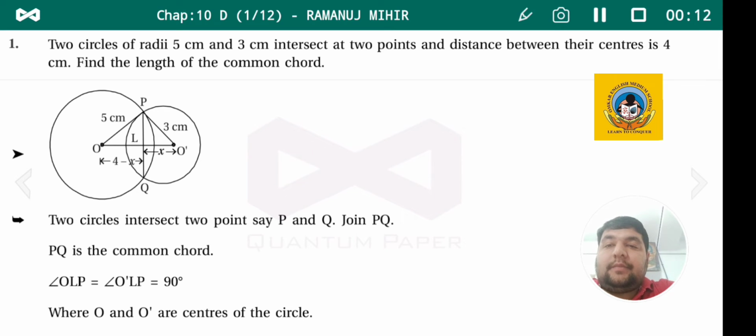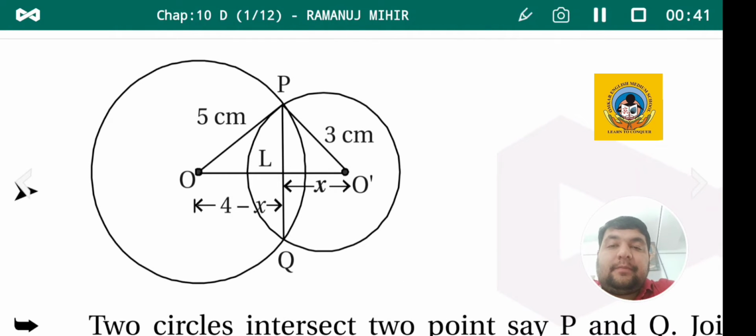Question number 1: two circles of radii 5 cm and 3 cm intersect at 2 points, and the distance between their centers is 4 cm. Now find the length of the common chord. Our question is that we have to find the length of the common chord, which is PQ. You can see in the figure, PQ is the common chord between these two circles. So we are going to find the length of this PQ.